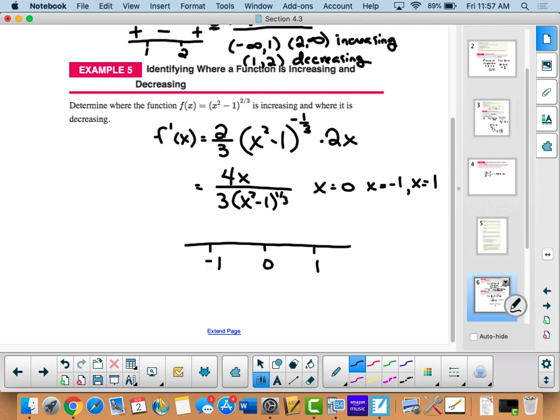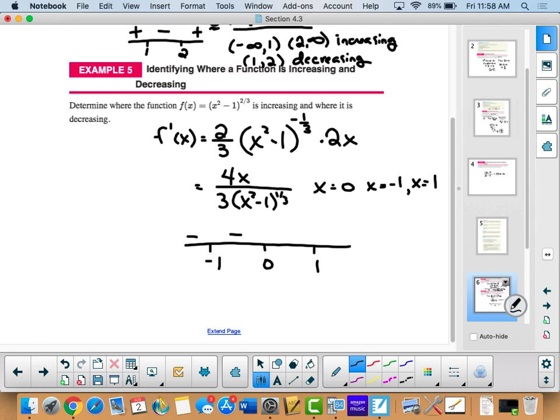Now we're going to use the fraction to determine our sign chart here, to determine whether the derivative is positive or negative. So when x is less than negative 1, the top is going to be negative, the bottom is going to be positive, and so we have a negative there. Same between -1 and 0. The top is negative, the bottom is positive, so we have another negative.